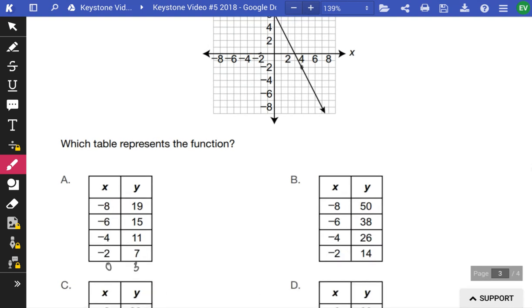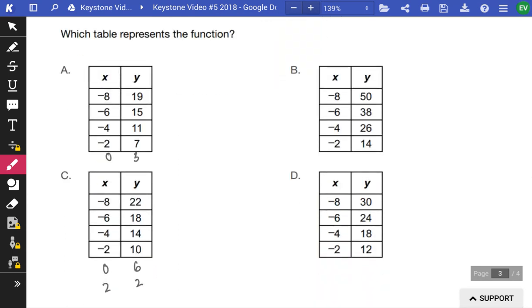There's a point on our line. Here's another point on our line. Notice our line goes down, so our slope is negative. If we box count, 1, 2, 3, 4, so down 4, 1, 2, 2 to the right. So that means my slope is -2. So let's check out our slope in each of our tables.